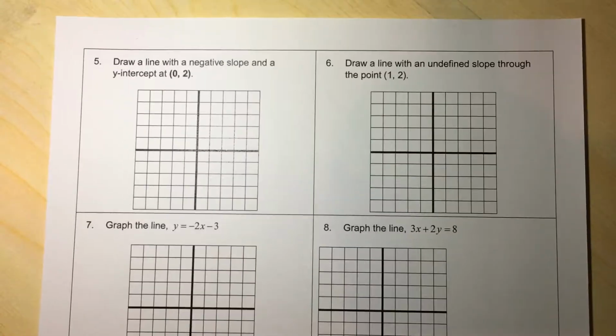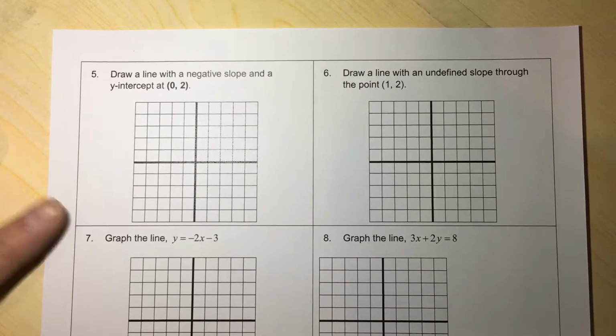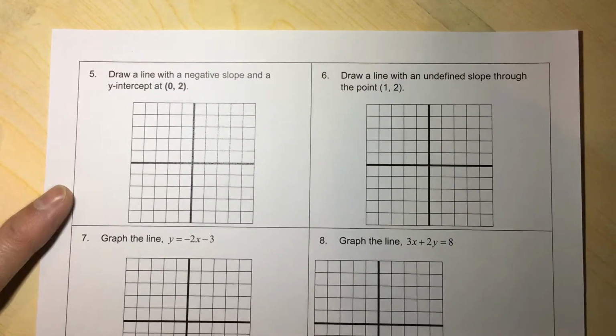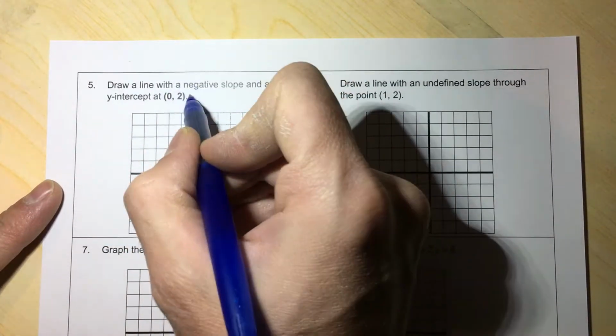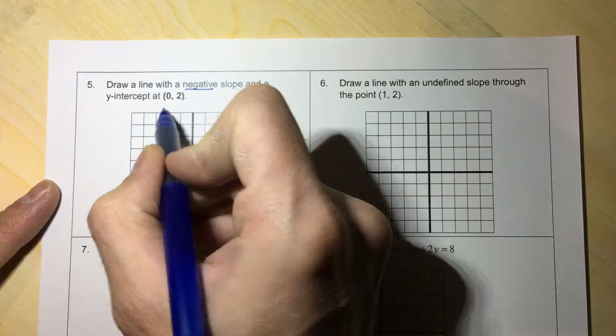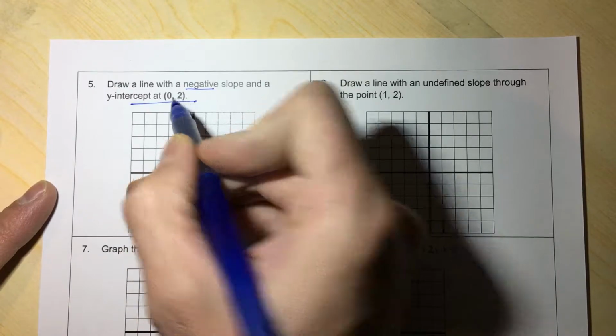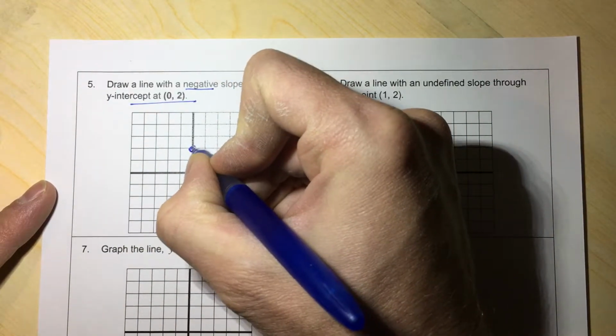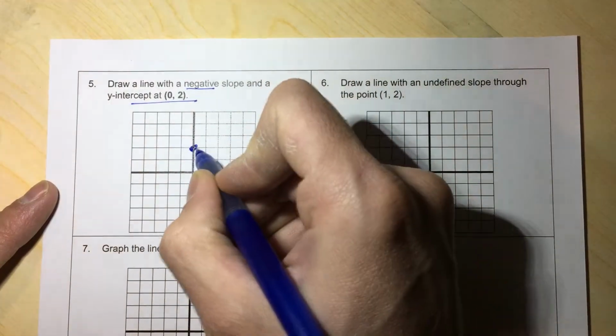All right, second page. Okay, so it says draw a line with a negative slope and a y-intercept of 0, 2. So we're looking for a negative slope and a y-intercept of 0, 2. Okay, so the y-intercept of 0, 2 is right there.